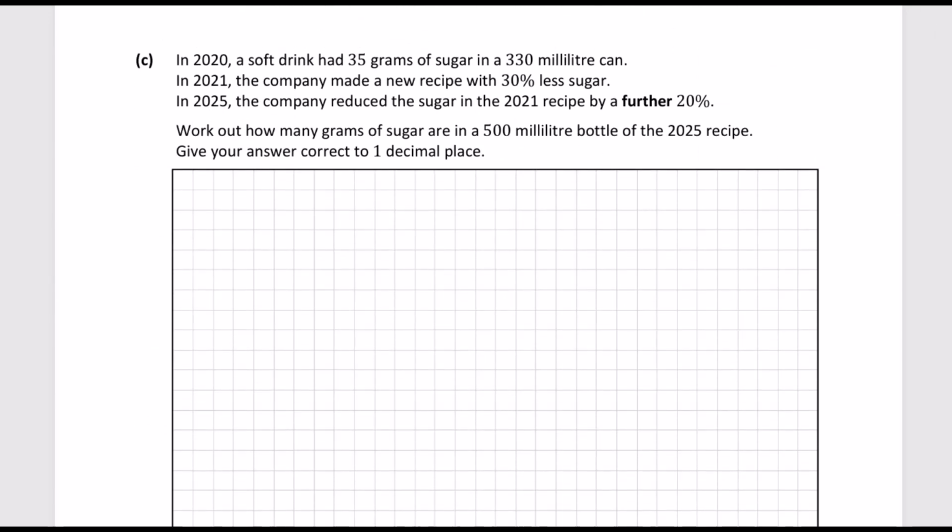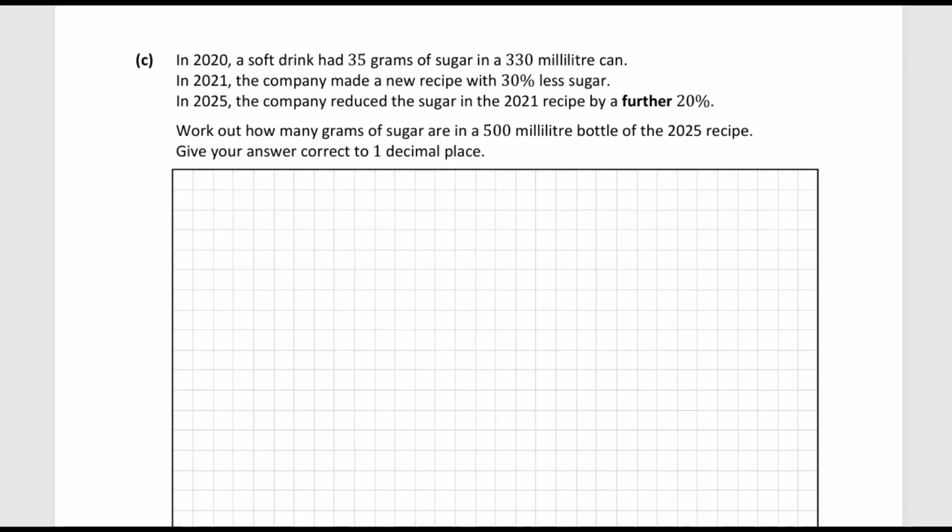In 2020, a soft drink had 35 grams of sugar in a 330 milliliter can. In 2021, the company made a new recipe with 30% less sugar. In 2025, the company reduced the sugar in the 2021 recipe by a further 20%. Work out how many grams of sugar there are in 500 milliliters in 2025. Give your answer correct to one decimal place.